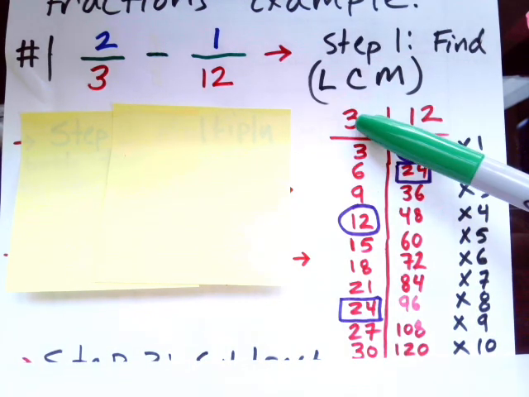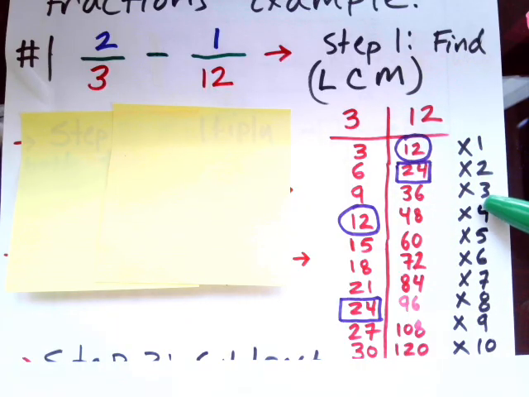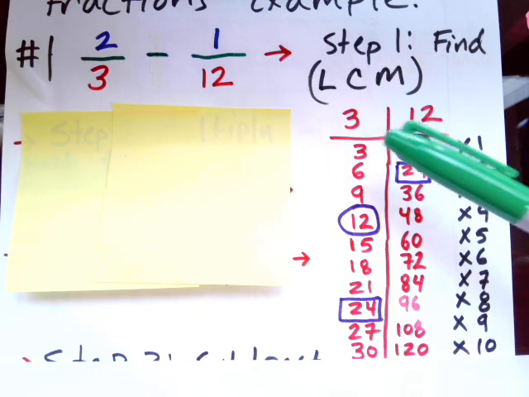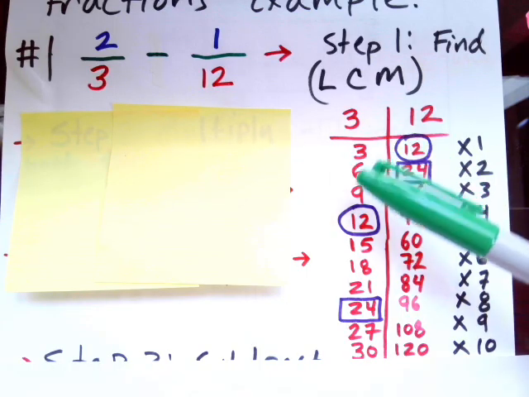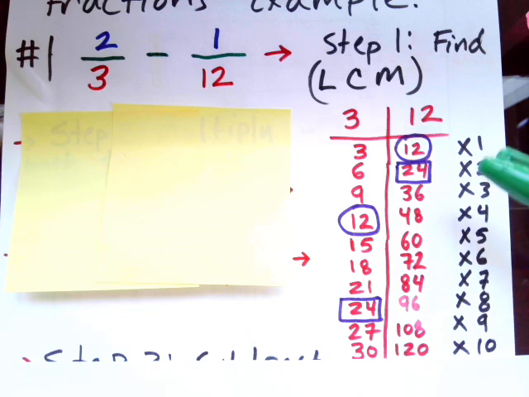So, of course, 3 and 12 are our denominators. I'm going to multiply each of these times 1, times 2, times 3, times 4, all the way down to 10. And don't worry if you don't have your multiplication tables memorized, you can use your calculator. So 3 times 1 is 3. 3 times 2 is 6. 3 times 3 is 9, on and on and on. And I'm going to multiply 12 times each of these. 12 times 1 is 12. 12 times 2 is 24. Times 3 is 36.